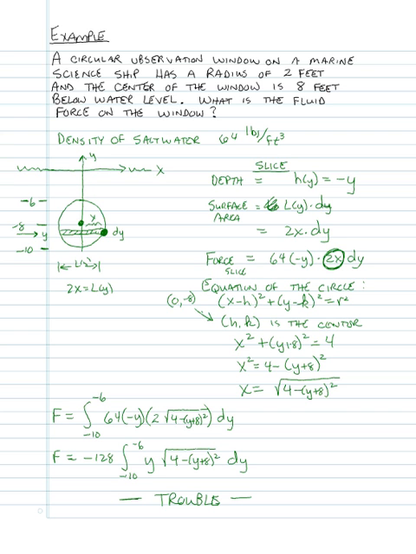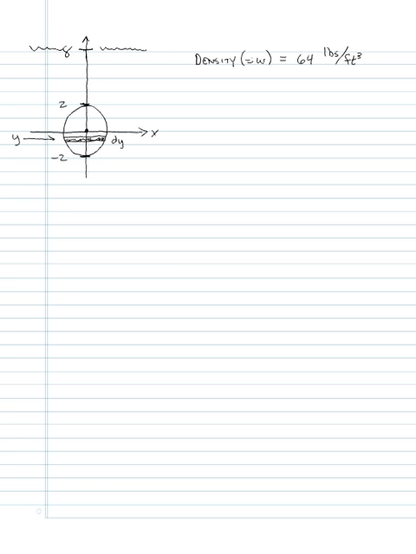We'll start that on the next page. Let's set up our observation window so that the center is at the origin. So the water level then is 8 feet above that. You can see I've indicated the water is up here where y is equal to 8. On this axis, the top of the observation window is at 2, and the bottom of the observation window is at negative 2. Of course, those are y values. The density of the water is still 64 pounds per cubic foot because this is salt water.